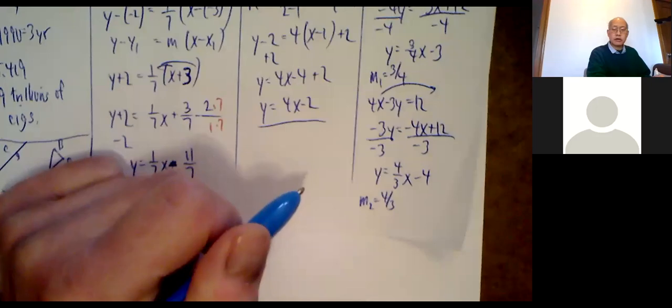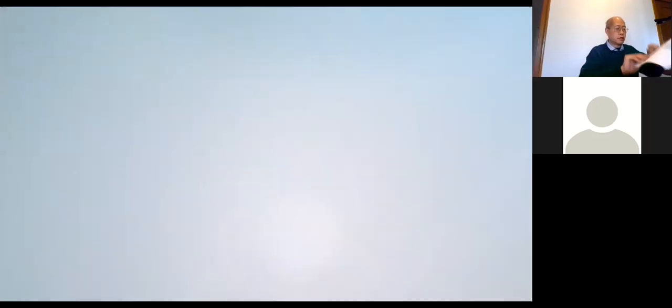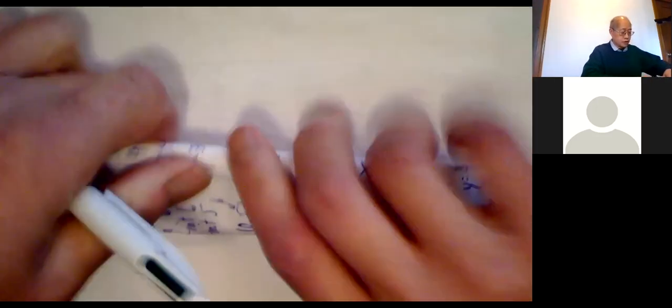And now it's a little bit tricky. The paper's curling on me again, sorry. I'm trying to uncurl it from time to time.